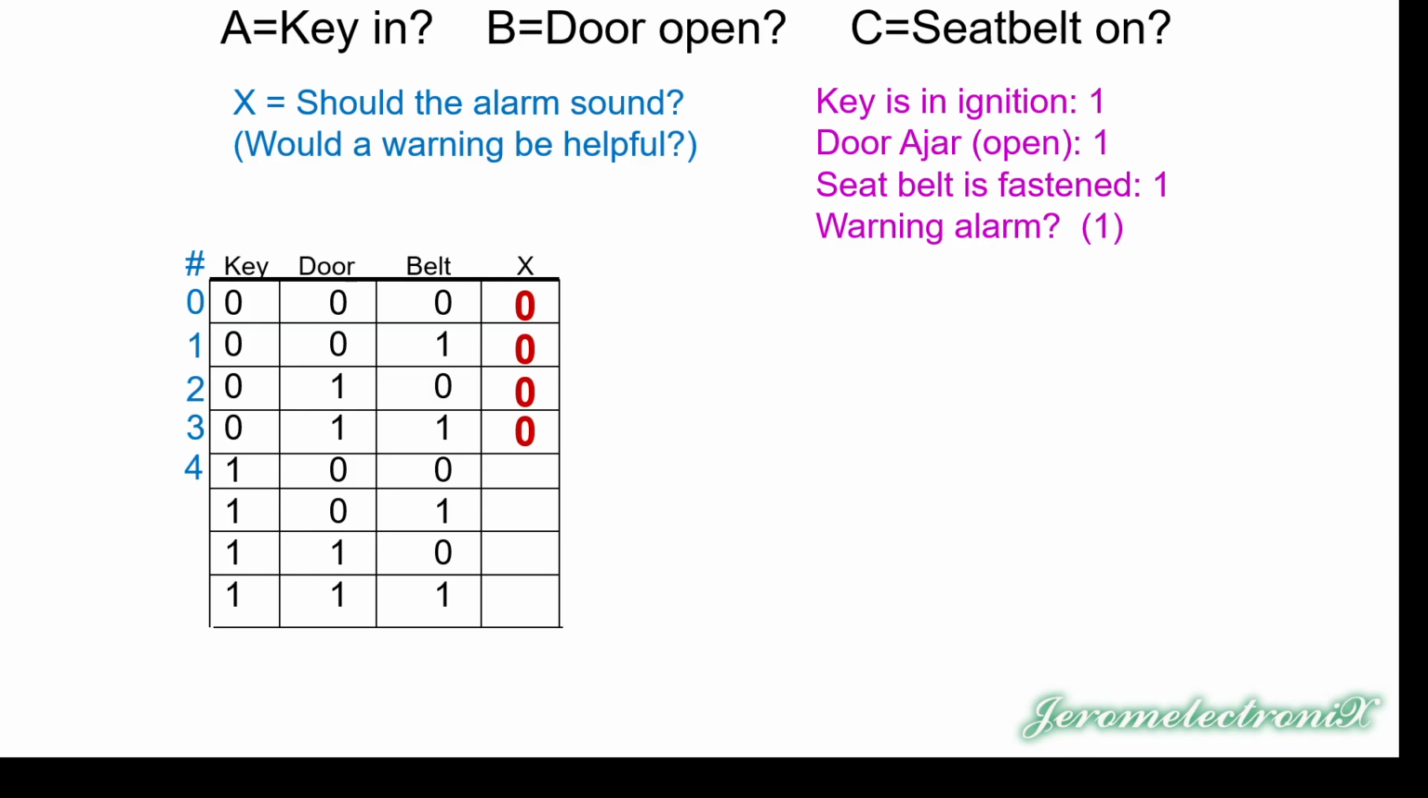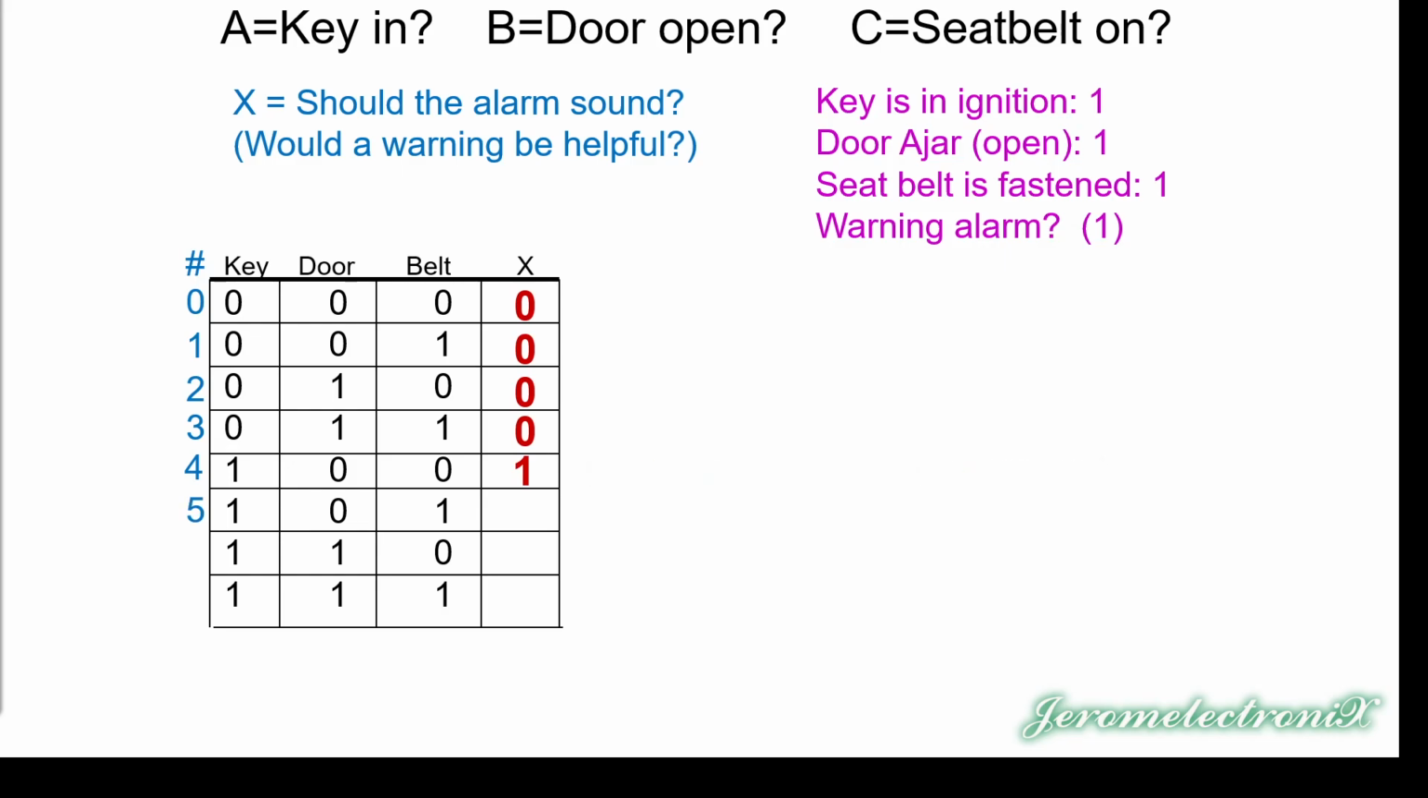Next one, the key is in, which means that there's the potential that we're flying around in this hover car. The key is in. The door is a 0. That means the door is closed. The seatbelt is a 0, which means the seatbelt is off, not fastened. So we're flying around, the door's closed, but the seatbelt's not on. We generally already have an alarm like this in our car. So yeah, it's probably a good idea to have the seatbelt warning warn us to put our seatbelt on.